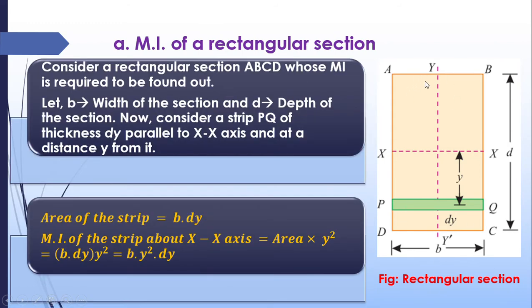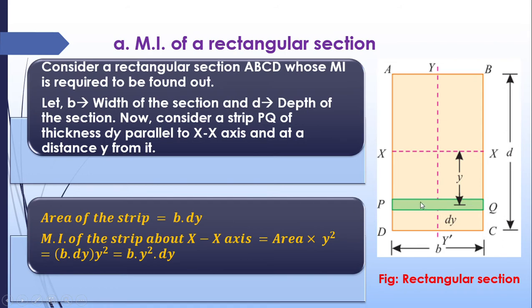Since this is a very large figure, we have to find the moment of inertia by a particular procedure. So we are dividing it into small strips. We are taking a small strip PQ, and the area of the strip is b into dy, because its thickness is dy and its width is b. Now the moment of inertia of this particular section about x-x axis will be equal to area into y square, that is b dy into y square.